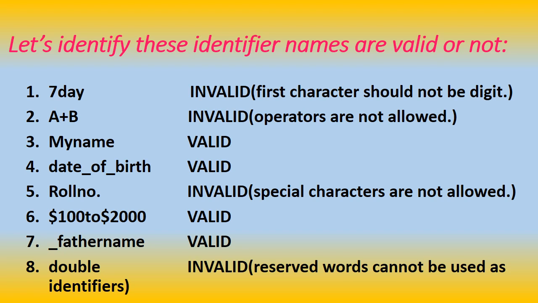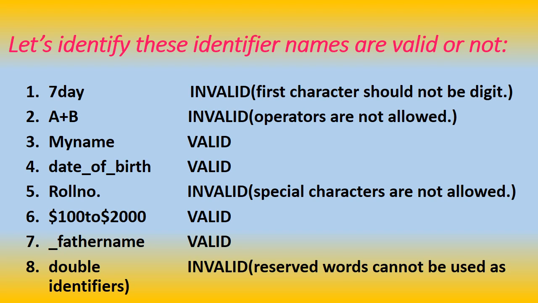Next is my name. It is valid. Next, date underscore of underscore birth. This is also valid because underscores are allowed in the name of identifiers. Next is roll dot no. This will be invalid because dots, means any special characters, are not allowed except underscore and dollar sign.